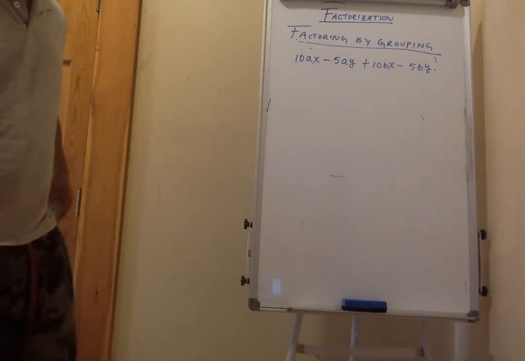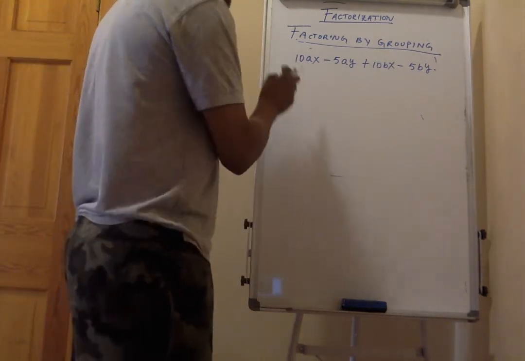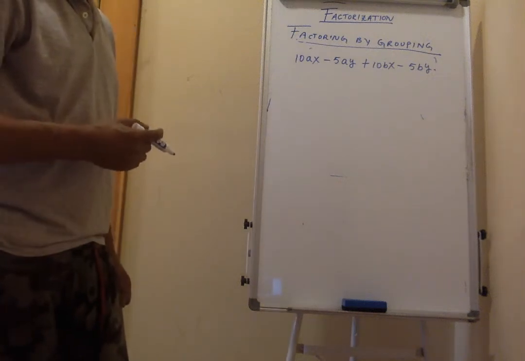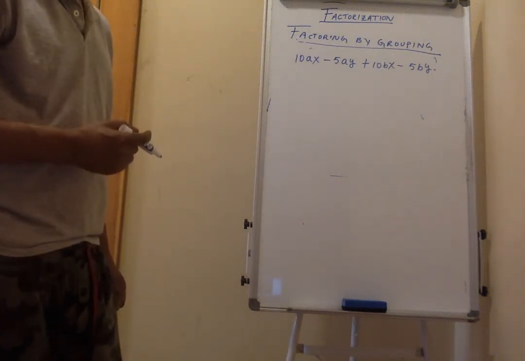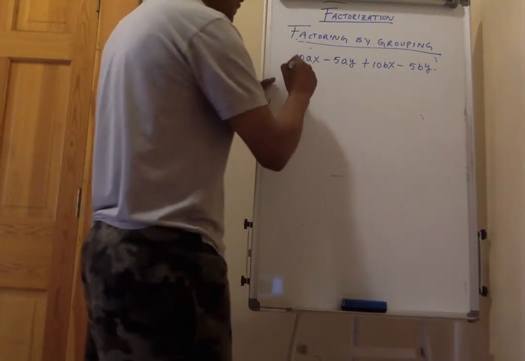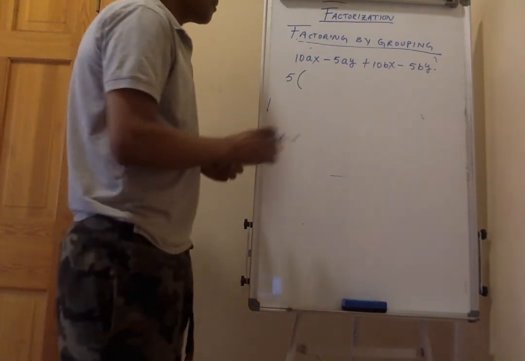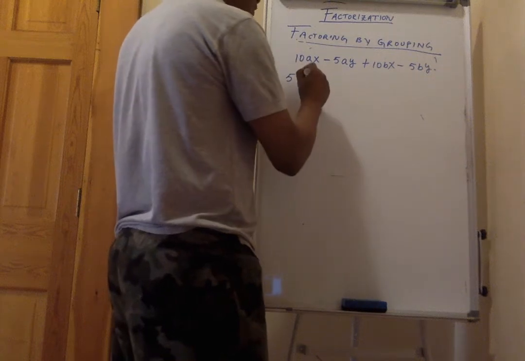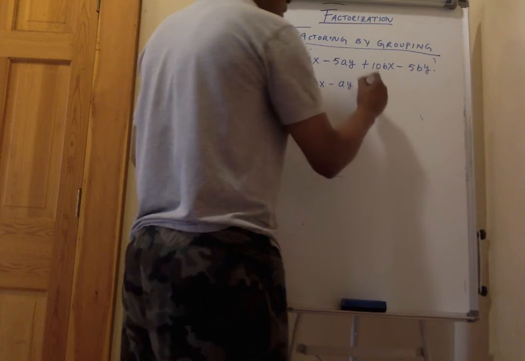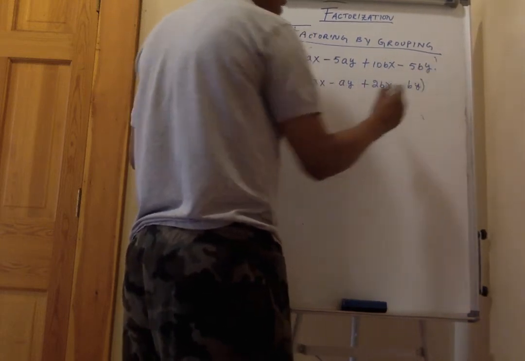Look, again this is four terms, but we can do something here. Look, I have 10, 5, 10, 5. There is something that is common for all four of them, which is 5. So that would be what? Your greatest common factor. So you take 5 out. And let's see what you end up with before you group them. Okay, so this would be 2ax minus ay plus 2bx minus by.